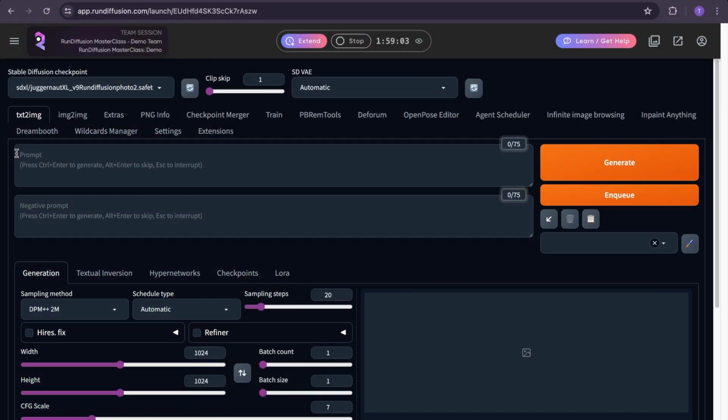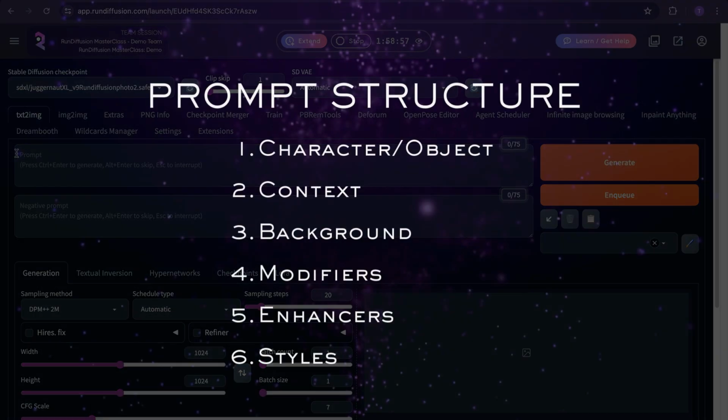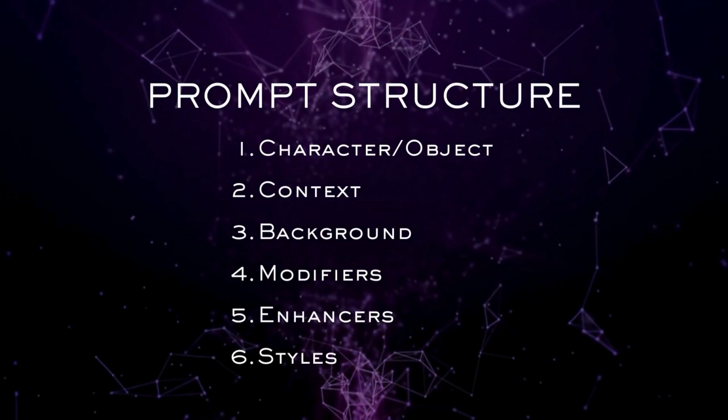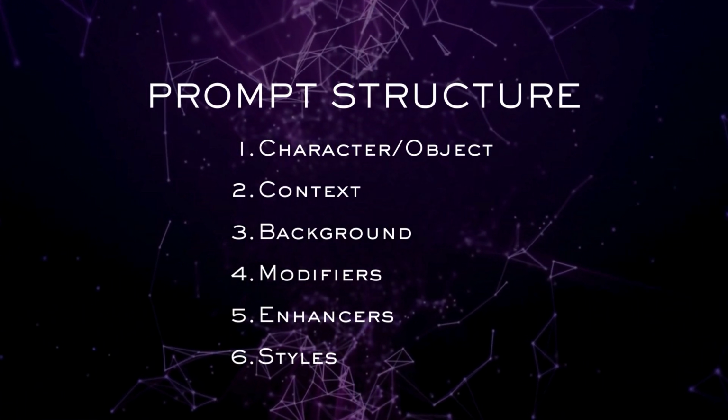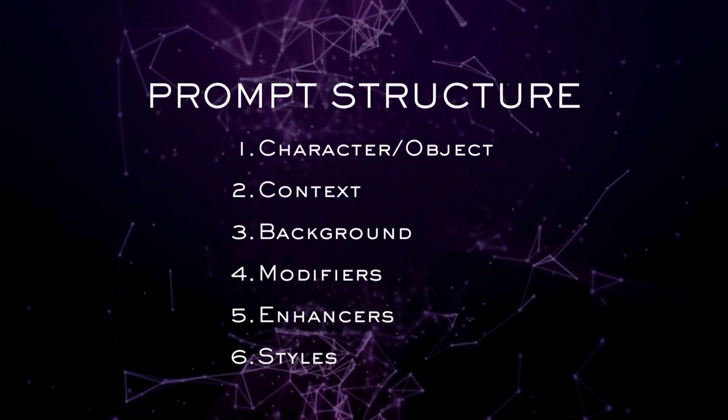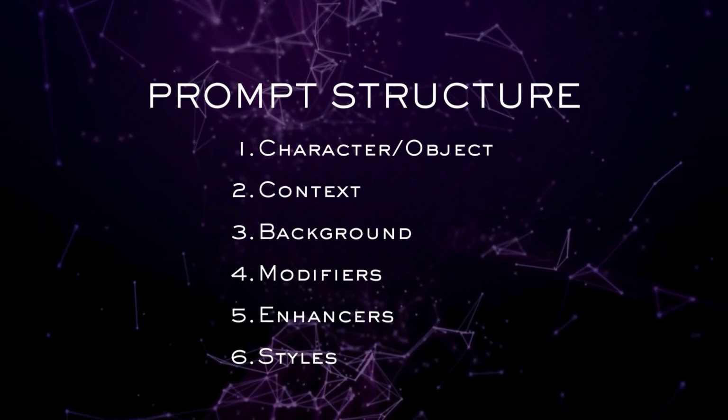a review of things we've already learned, building confidence in the use of Automatic1111 as we transfer the skills we used in Fooocus. So now we're in a fresh Automatic1111 session. Before we start prompting, let's review the structure we will use to write our prompts. First, character and object. Second, context. Third, background. Then, if needed, we'll add some modifiers, then some enhancers, and then we'll focus on our style.